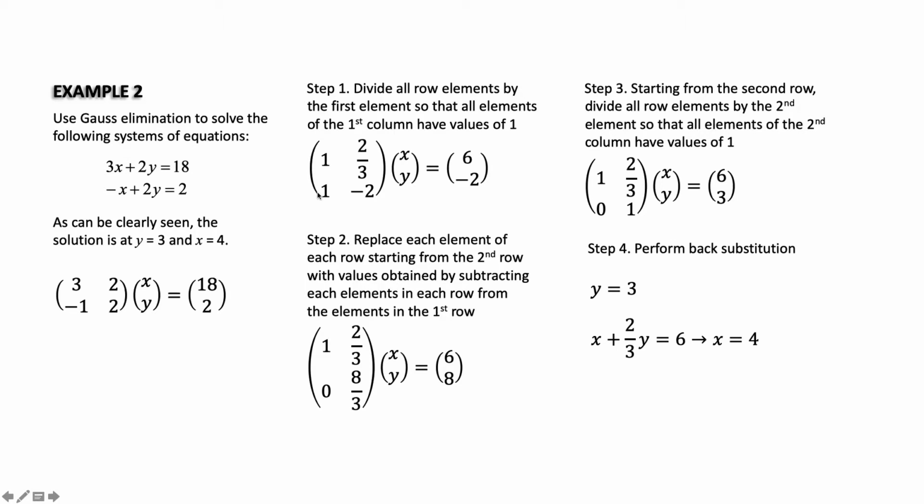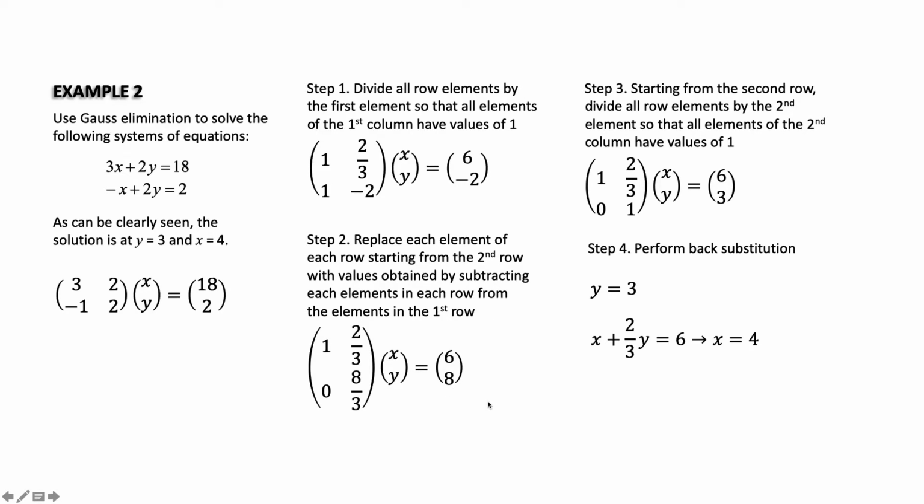So we subtract this from this and then put the resulting value here. What I mean is, we let 1 minus 1, which is 0, and put it here. Okay? And we do the same for all the other values. So 2/3 minus negative 2 is equal to 8/3, and we put it here. 6 minus negative 2 is 8, and we put it here.